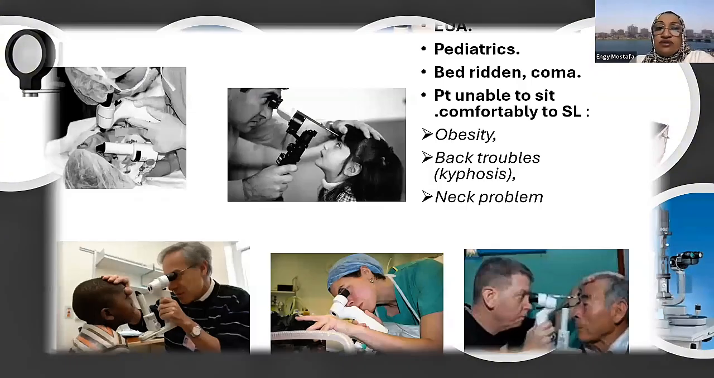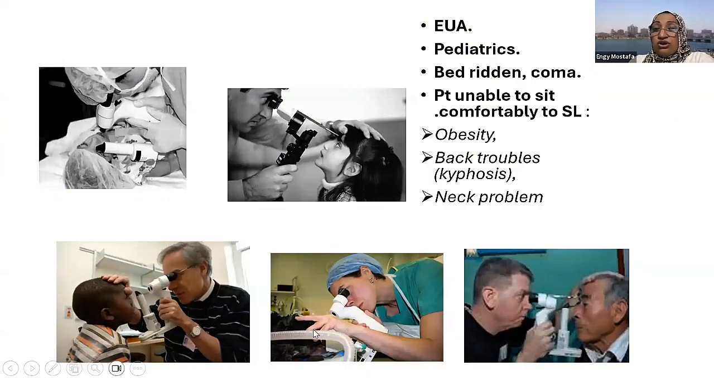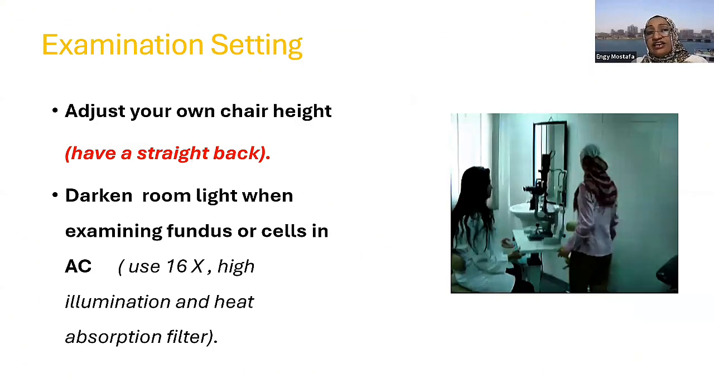The portable slit lamp, we use it on bedridden patients, children, uncooperative patients, or patients with back problems, kyphosis, neck problems or obesity. And of course, we really have to adjust our posture during examination. Why is that? Because we examine so many patients per day, so we have to feel comfortable, otherwise we will have our own back problems. We have to have a straight back.